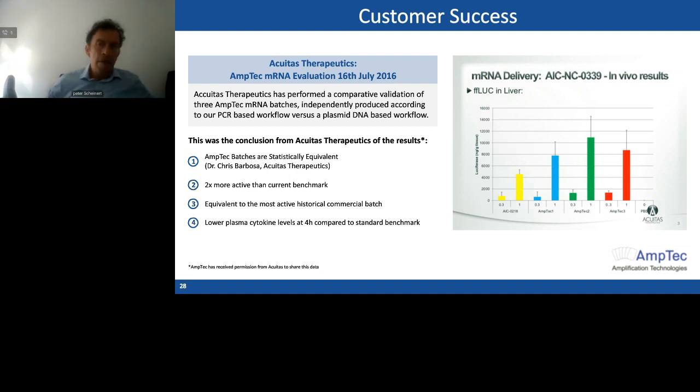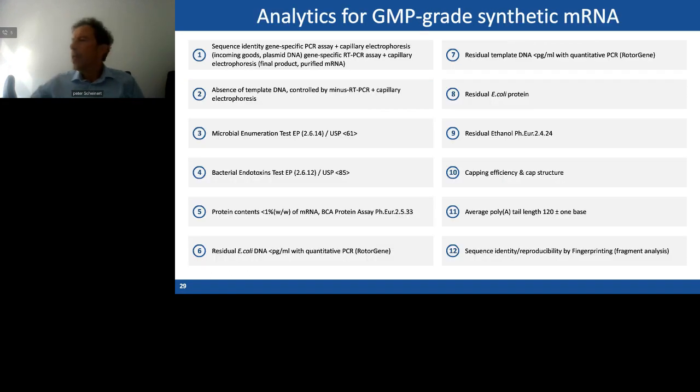This for us is really a very nice and clear signal about the superior quality of our PCR product as template for mRNA synthesis. And of course, unfortunately, we have lots of other feedback like this one, but as I said before, we do not disclose customer names and data unless we have permission to share that. Yeah, the next slide, a bit about our analytical capabilities.